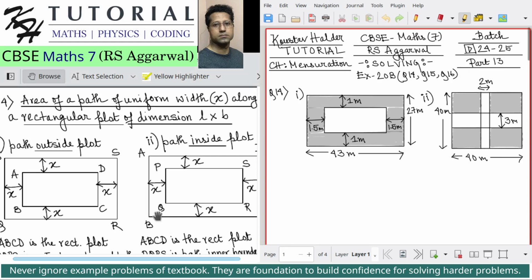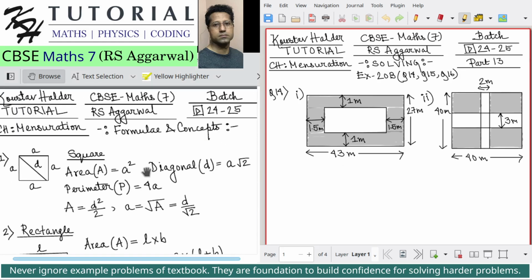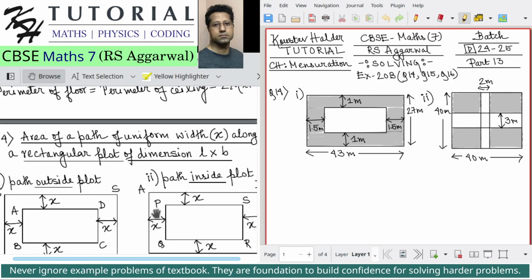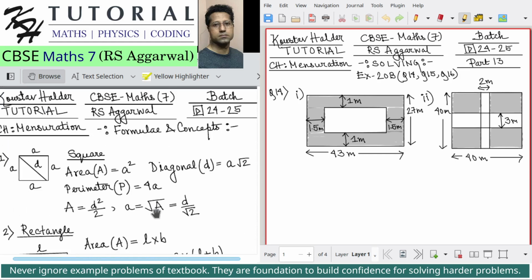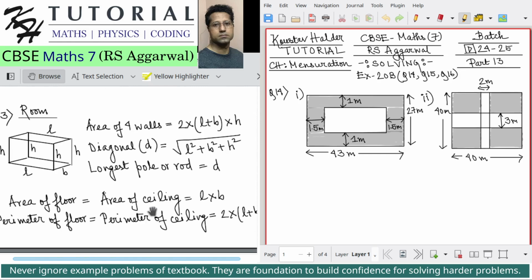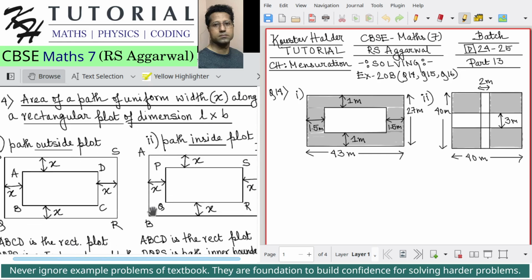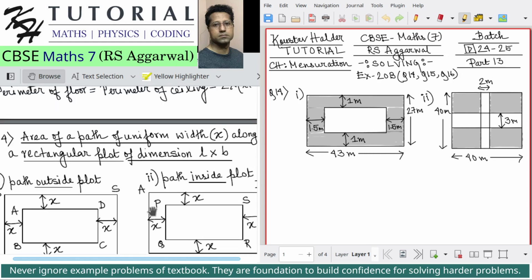Okay, so on the left hand side, I have kept as a reference the key concepts and formulas that I have discussed so far, which are the area, perimeter, diagonal of square, rectangle, area of four walls of a room and its diagonal, and finally area of a path of uniform width along a rectangular plot of given dimensions L and B. So these are the concepts, even though I have also covered how to find the area of a shaded region which is made up of some rectangular figures in some previous video.